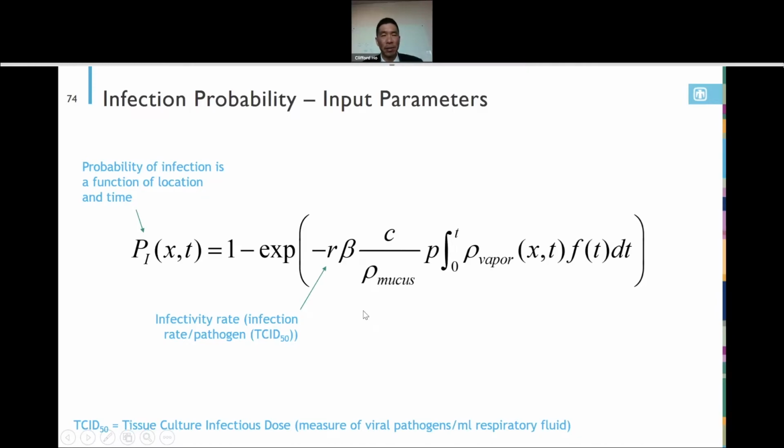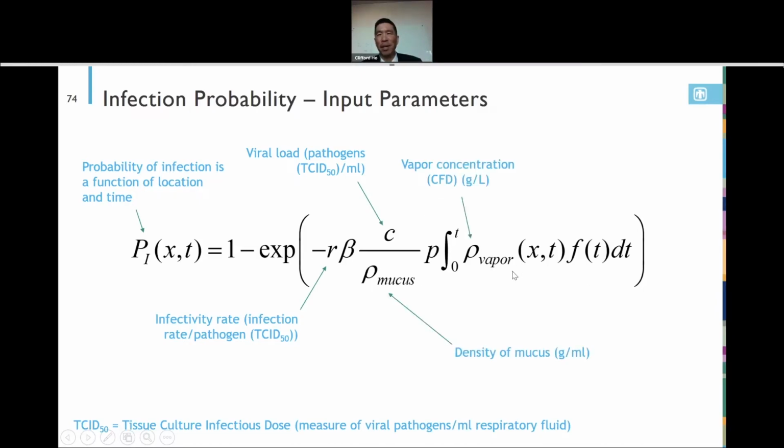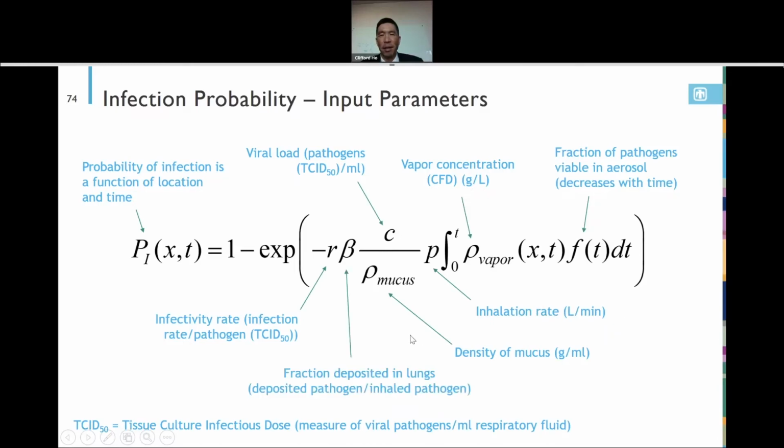The infectivity per pathogen, something called TCID50. There's the viral load: what's the pathogen level per milliliter of respiratory fluid? The density of the mucus. Vapor concentration, this is after it's in the air, what's the concentration? The fraction of pathogens viable over time when they're in aerosol form. The inhalation rate, how much you're bringing in over time. And then also a deposition fraction in the lungs.